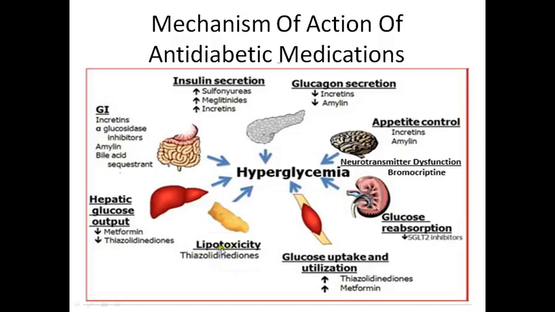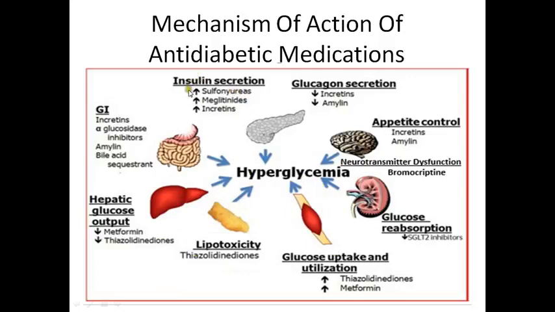Thiazolidinedione also affects the fat cells and decreases the production of glucose. Glucose uptake and utilization is increased by means of thiazolidinedione and metformin, so they are helpful in insulin resistance. Glucose reabsorption is inhibited by the SGLT2. So here are the newer drugs.